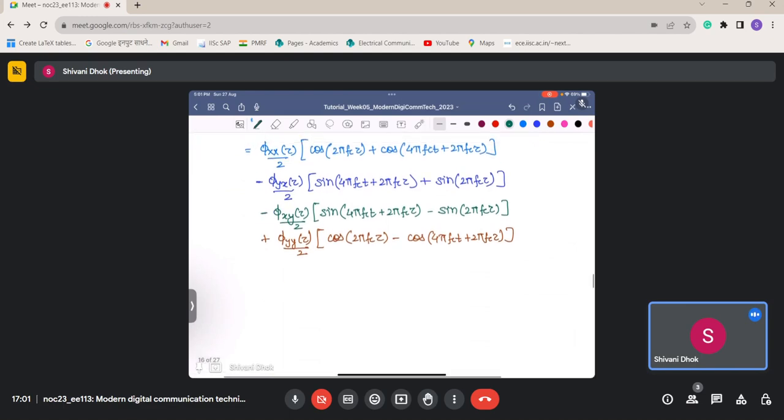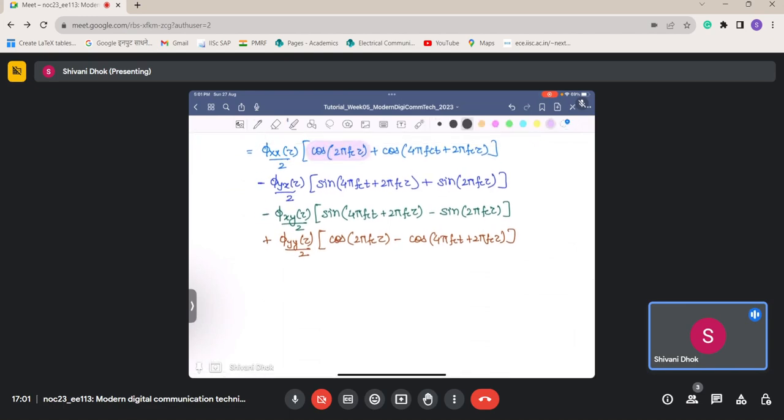So now let us look at the terms which correspond to cos 2 pi fc tau, and let's combine these two. Okay. So what we have is phi xx of tau plus phi yy of tau, divided by 2, into cos 2 pi fc tau. Then let us look at the terms which correspond to these quantities.